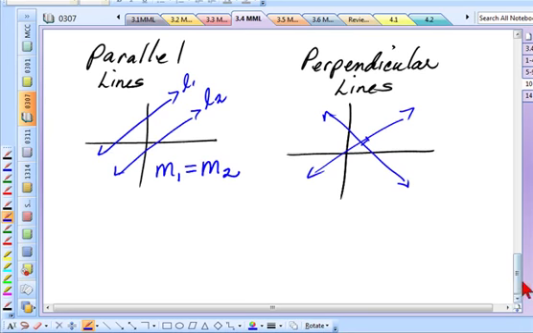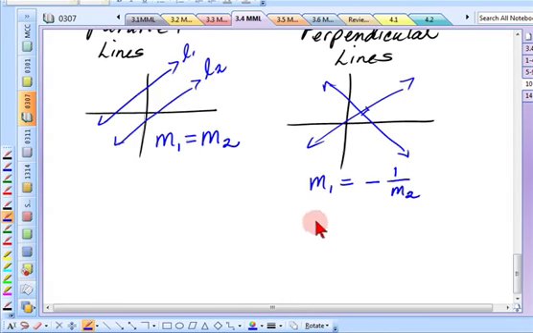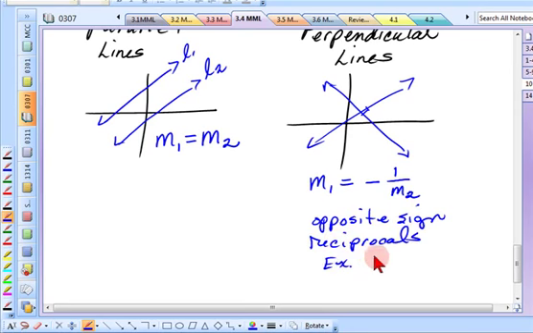So here's what they say. M1 is the opposite, so you'll see a negative sign, reciprocal of M2. But I like to just write those words down. Opposite sign, reciprocals. Example, 2/3 and negative 3/2.